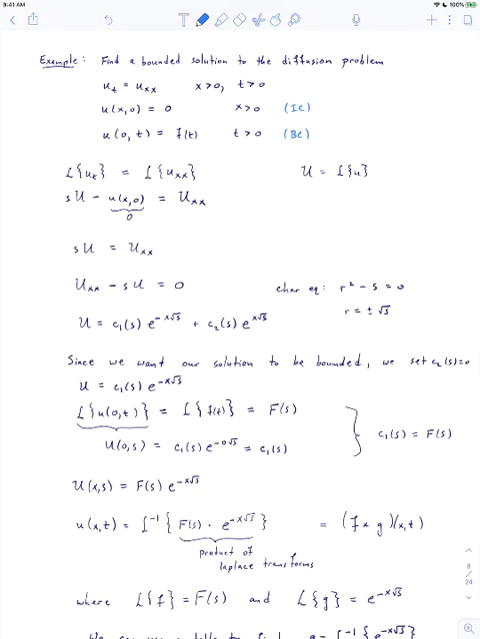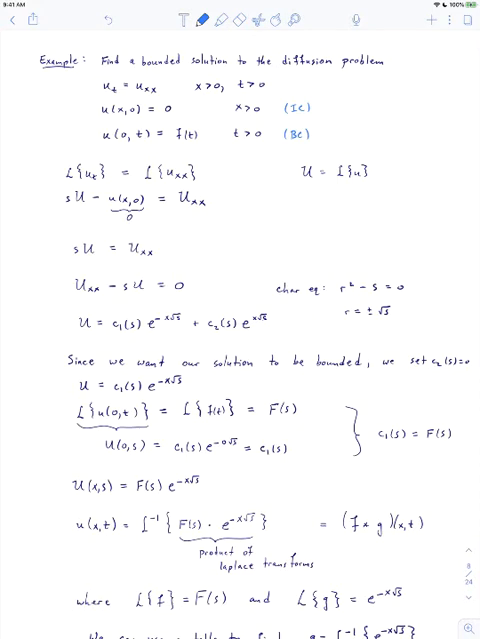Now, notice that the constants are functions of s. That's because, again, we're solving this differential equation in terms of x only, so the coefficients, which are constants with respect to x, might have s's in them. Now we want our solution lowercase u to be a bounded function. So what we're going to do is set c2 of s equal to 0. Now why are we doing that?